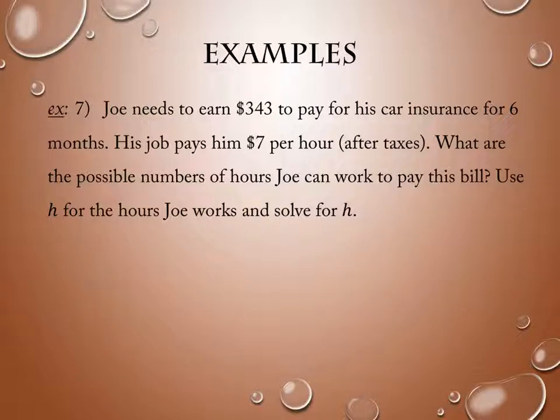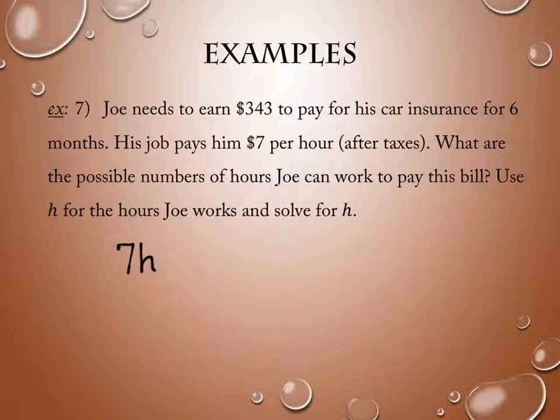So if Joe makes $7 per hour and he works for H hours, how could I express that in an expression kind of format with mathematics? How could I express that? What would you do if Joe worked 5 hours? How would you figure out how much money he makes? You would take 5 times 7. So if Joe works H hours, what would you do? 7H. Okay, so we're going to multiply the number of hours he works, H, times the 7.